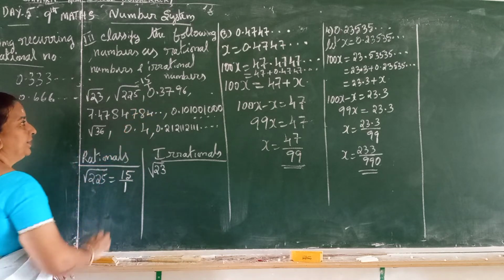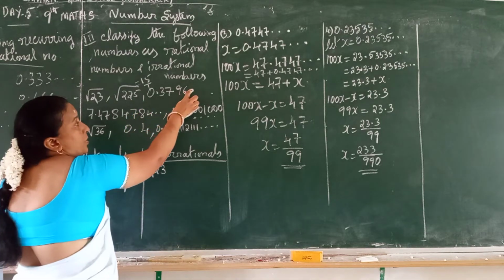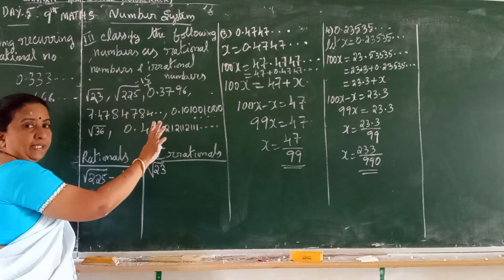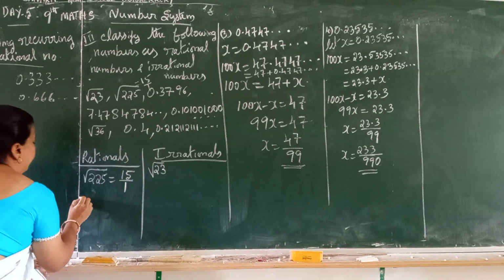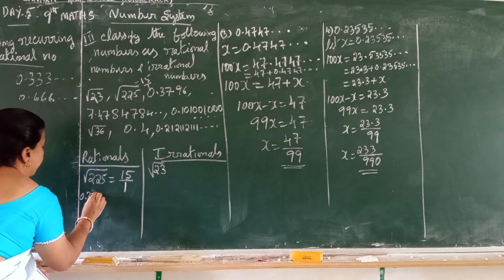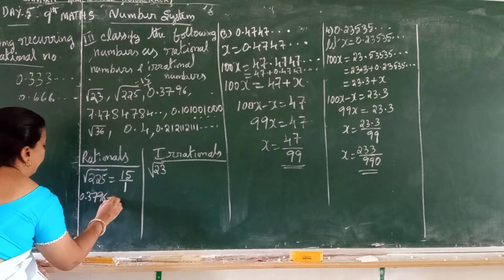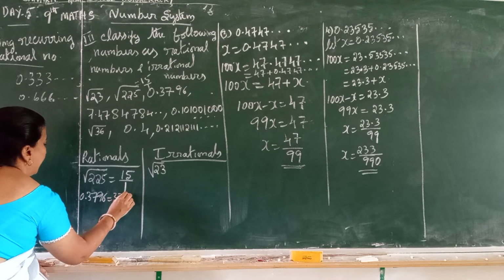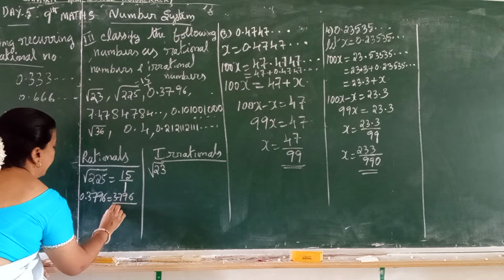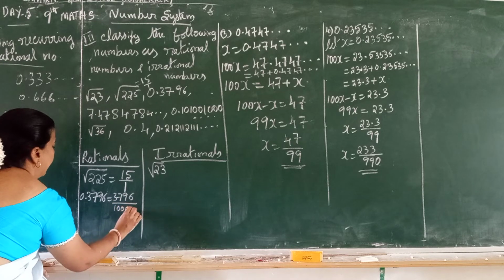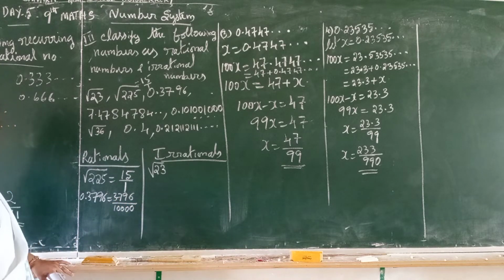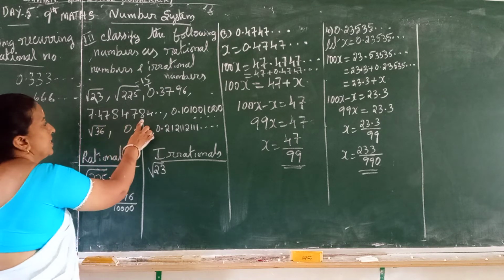Next, 0.3796. There is no continuation. It stops there. Therefore, even that one is also a rational number. How to write 3796 divided by 10,000? 3,796 divided by 10,000.